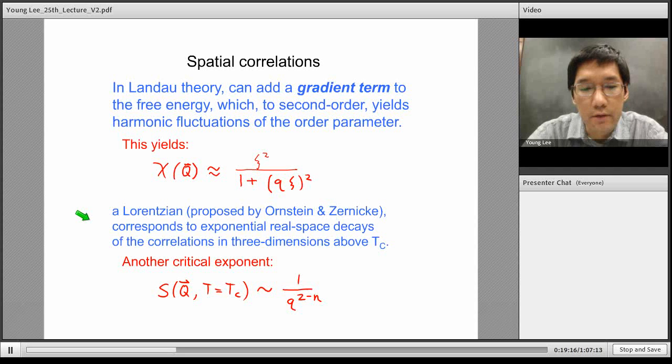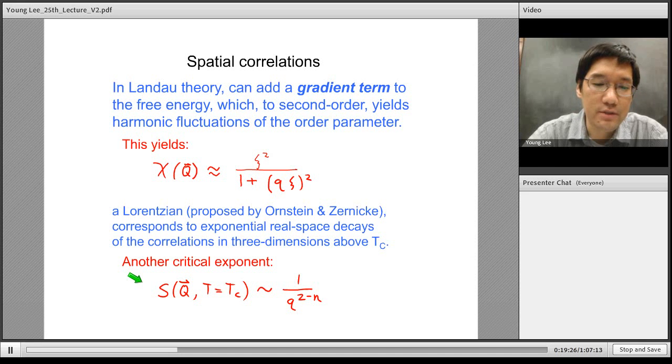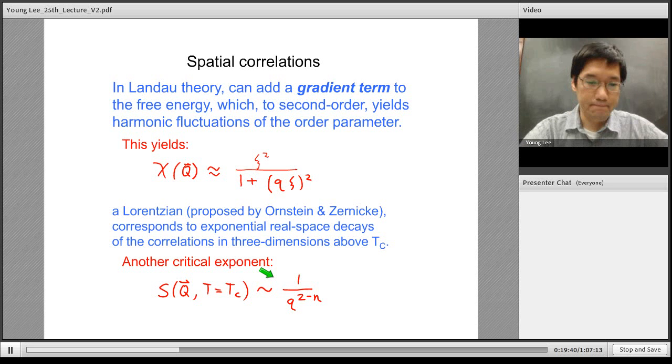And there is another exponent that is commonly discussed, and this will be the last one that I'll bring up. If you look at S of Q at Tc, then at Tc you get these power law-like decays in Q, and this eta exponent is associated with that.